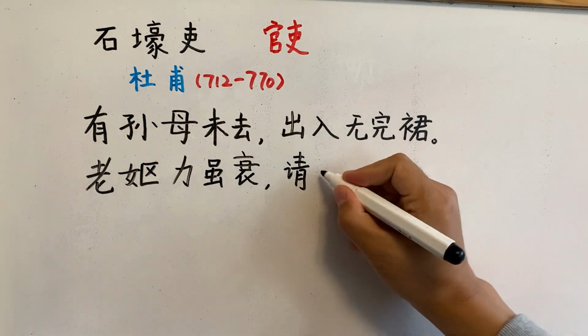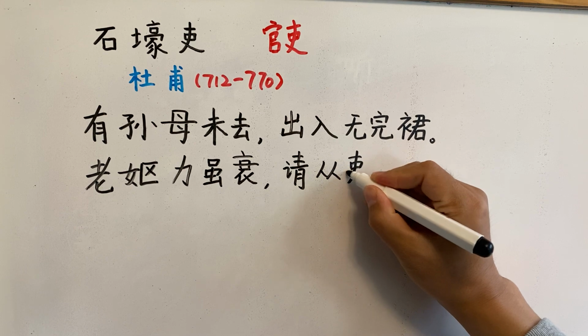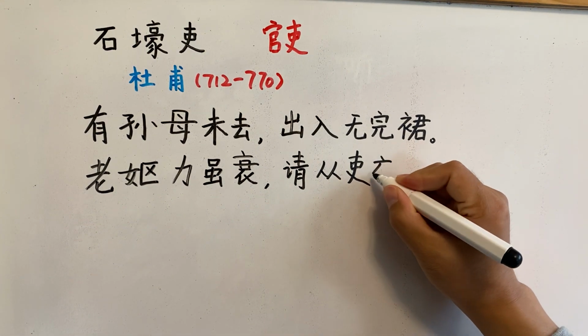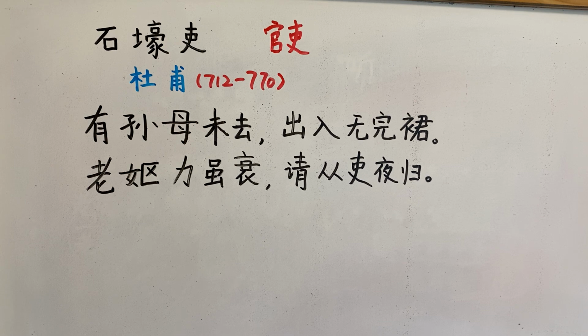请 means please. 请从. 从 means I will follow you, right? If you don't despise me or if you don't look down upon me, then I can follow you. 从立, follow you officers, right? 立夜归. So this night I will follow you to your place or to the place you live. Although I don't have any energy or I can't fight for you, but please take me. Don't take my daughter-in-law. Don't take my husband, but take me, please, right?